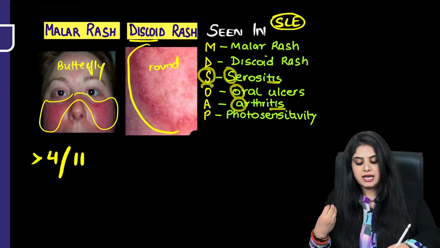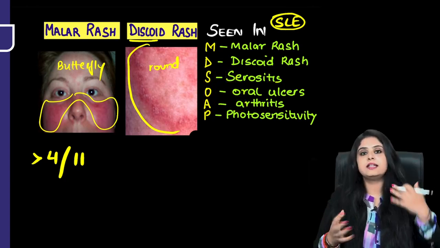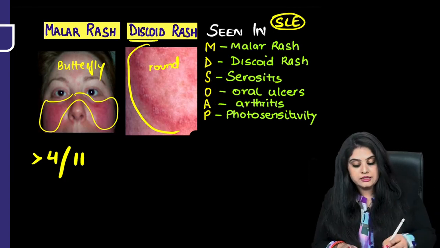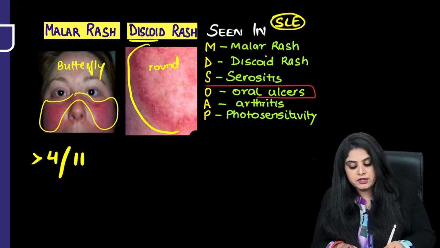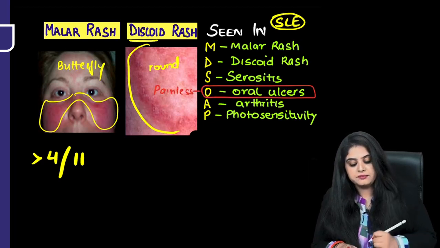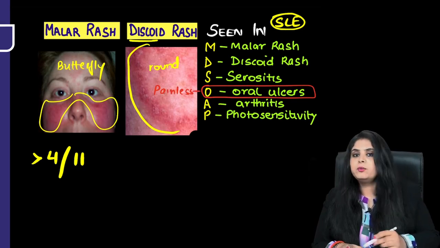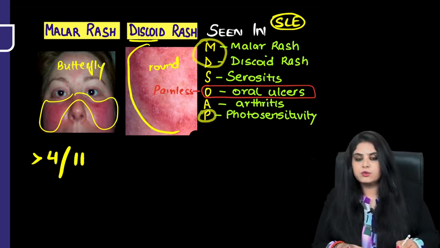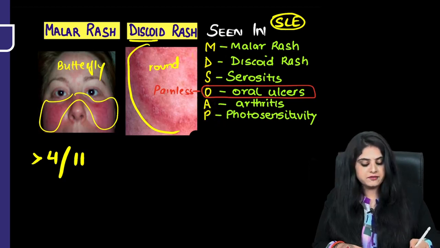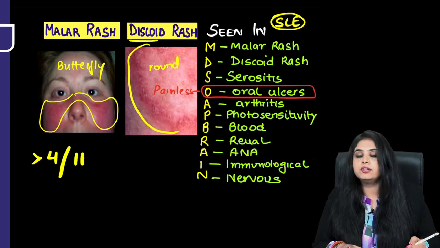So all these itis and inflammatory things have got together. Please note, these oral ulcers that you have over here are painless. These are painless oral ulcers that you have. So MD SOAP is done: Malar rash, discoid rash, and photosensitivity, serositis, arthritis, and oral ulcers. What are we left with? Brain. Brain is going to be all the organs.